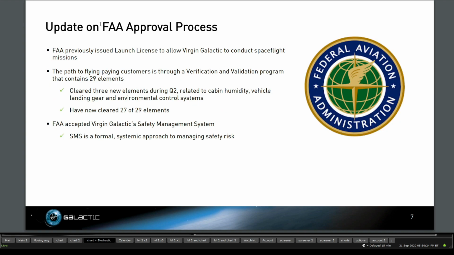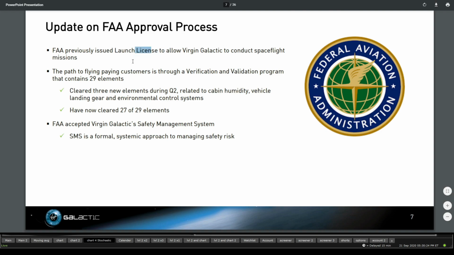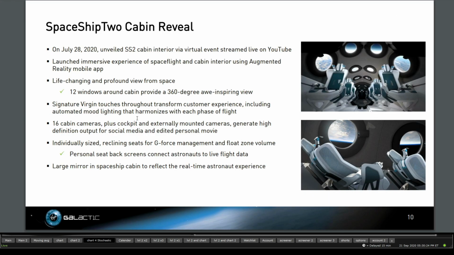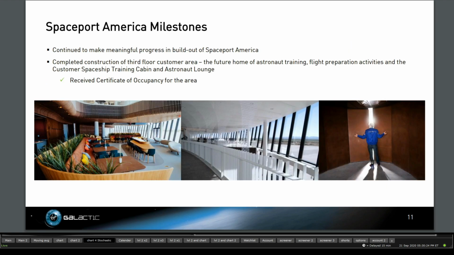Now, update on the FAA approval process. The FAA previously issued a launch license to allow Virgin Galactic to conduct spaceflight missions. The path to flying paying customers is through a verification and validation program that contains 29 elements. So there is a bunch of different news coming in for this one. There are updates on the SpaceShip 2 cabin reveal on July 28th, 2020. 12 windows around the cabin provide a 360 degree view, so that is quite exciting.